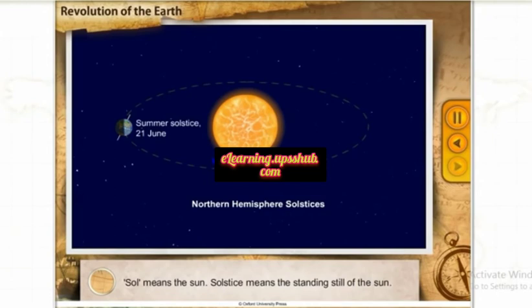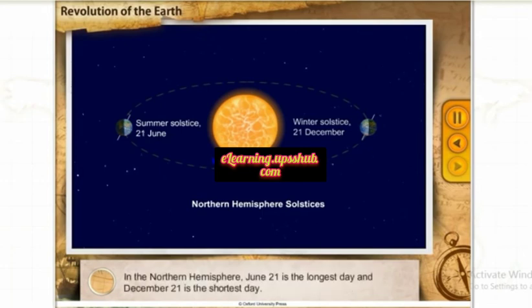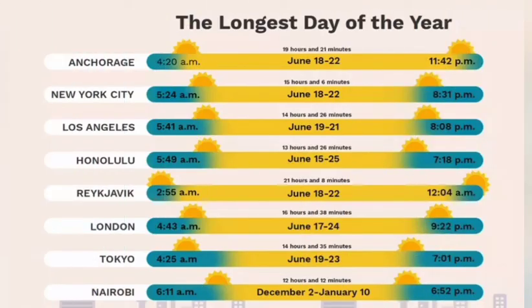Sol means the sun, while solstice means the standing still of the sun. Please, I want us to pay attention to that. Sol means the sun, and solstice means the standing still of the sun. It's either of the two times in the year at which the sun reaches its highest or lowest point in the sky at midday. Sometimes in that period we experience what they call extreme temperature. The sun is at its best in those periods, and I think in that period we can say we have summer. While in winter, which we have our own here in Nigeria, like Harmattan season, at night we experience cold and morning, while during the afternoon we always experience sunlight.